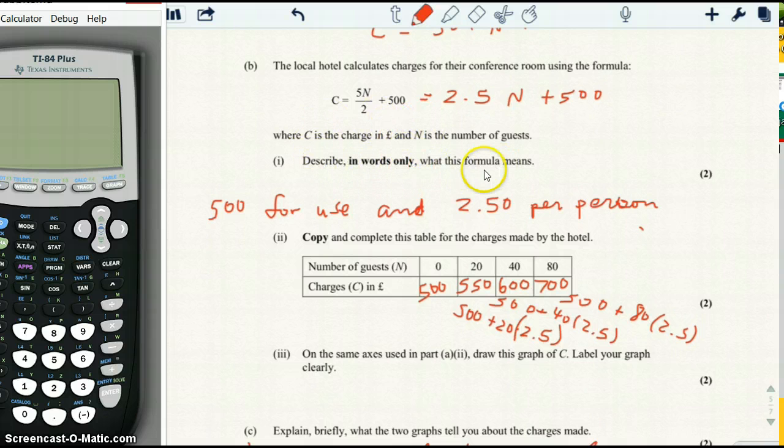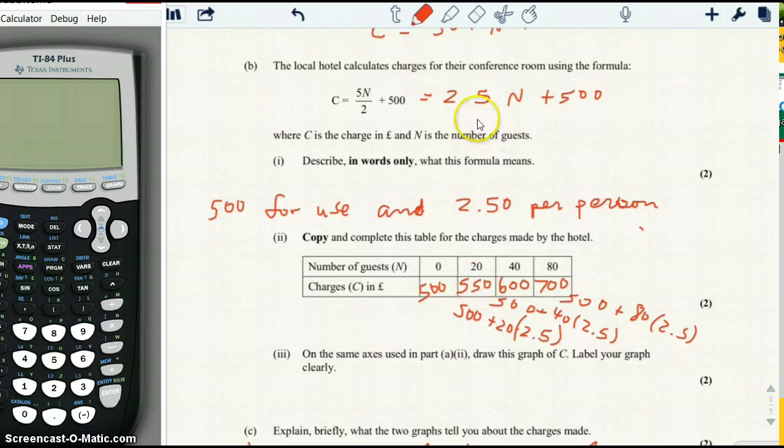Describe in words only what the formula means. Well, 500 for using the hotel and £2.50 per person. Okay, so let's make a table for this one. Well, for 0 guests, you can see that you put 0 in here. You're already paying £500 anyway, even with just 0 guests.